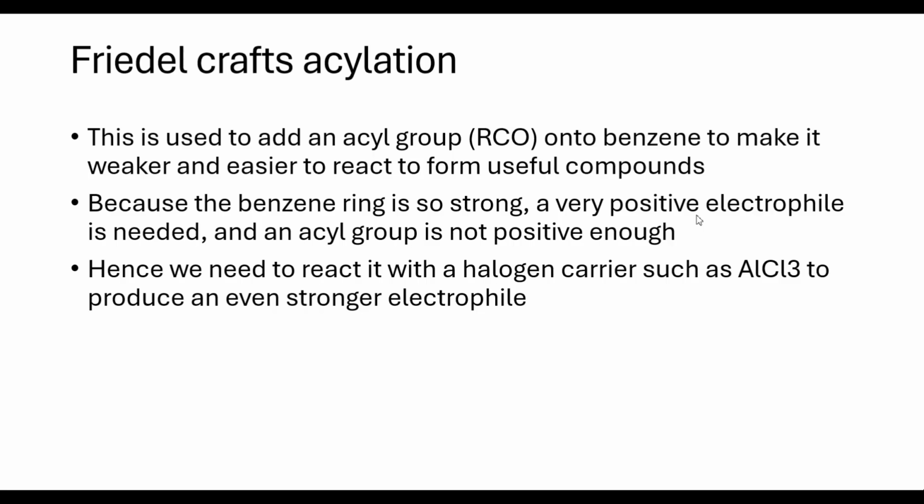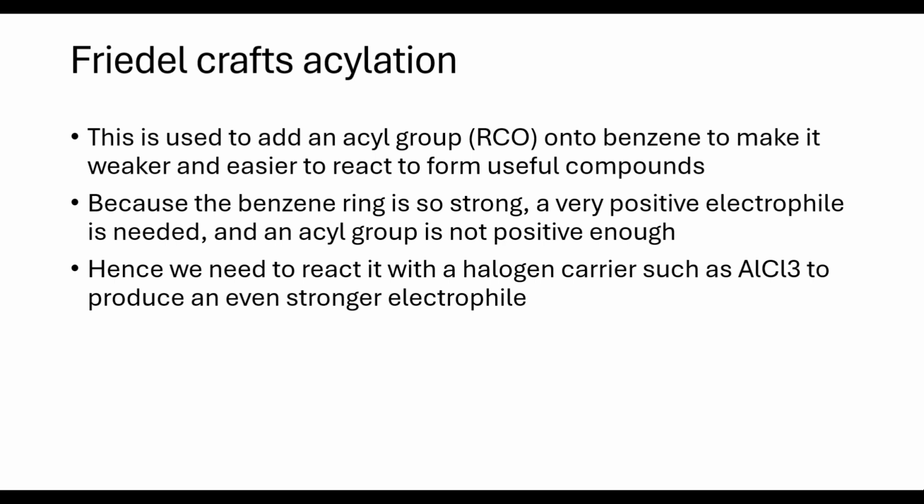Alright, so Friedel-Crafts acylation. It's basically used to attach an acyl group onto a benzene. You add an acyl group onto a benzene to make it weaker and easier to react, to form useful compounds that you can use in your day-to-day life. Why we're doing this is because benzene is very strong, so if you want to make things from it, you have to weaken it first so it can react.